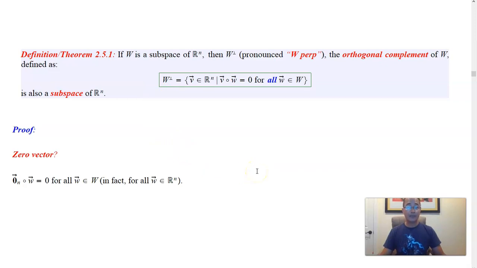So if you recall, there are three important properties for a subspace. It must contain the 0 vector, it must be closed under vector addition, and closed under scalar multiplication. So let's start with the 0 vector. Why is it that the 0 vector in Rn satisfies the definition of W perp? We want the 0 vector when dotted with any vector in W to be 0. But that's trivial. The 0 vector dotted with any vector W, in fact any vector in Rn, is always going to be 0. So therefore it satisfies this equation.